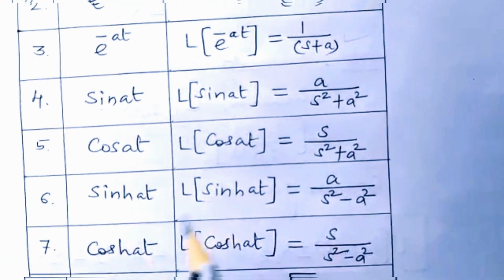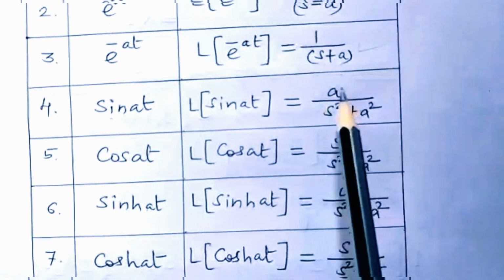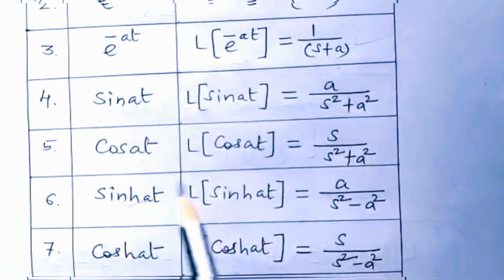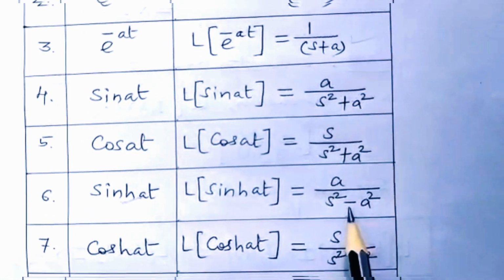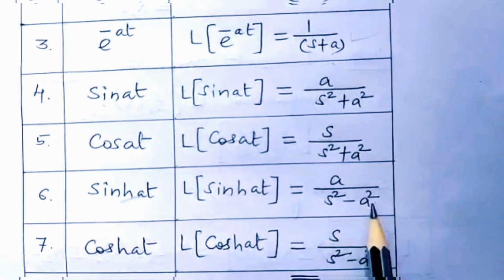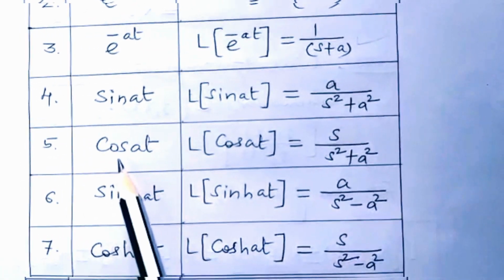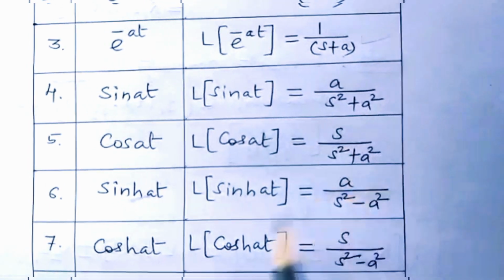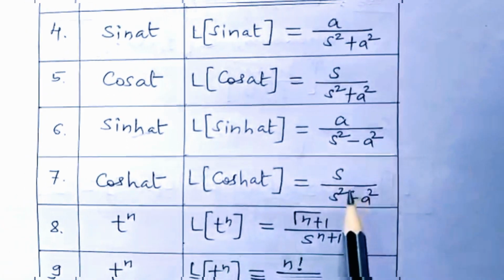So here I would like to point out one important point. When we talk about the Laplace of sine of at, it is a divided by s square plus a square, whereas sine h of at, that is the hyperbolic function, is a divided by s square minus a square. Everything is the same except the sign convention. So whenever we have the hyperbolic function, in the denominator between s square and a square, we will come across a negative sign. The same pattern we can observe even in cos at. Laplace transform of cos at is s divided by s square plus a square, whereas the Laplace transform of cos h of at is s divided by s square minus a square.